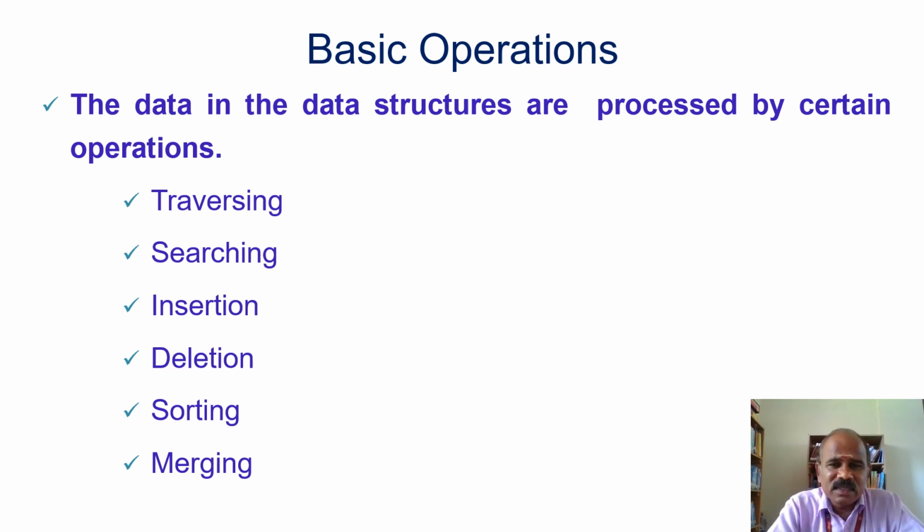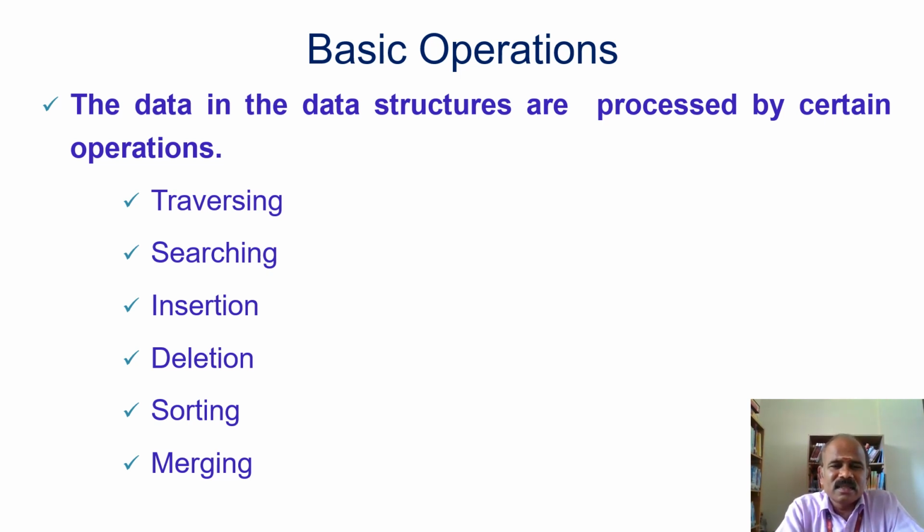First one is traversing. Traversing means, okay, from source to destination you need to travel, then you will be going through all the individual stops. Likewise, traversing means going and visiting all the elements at least once in that data structure. Searching, yes, you have to search for some element that you have stored.